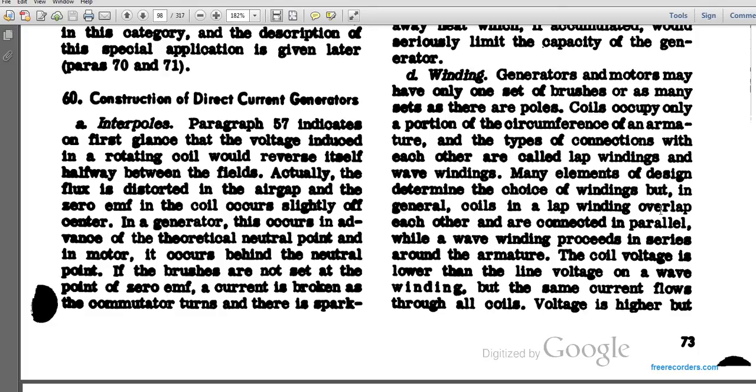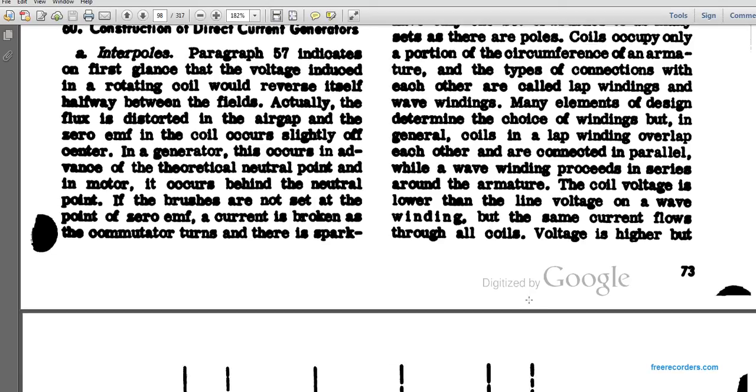The main elements determine the choice of the windings, but in general, coils in a lap winding overlap each other and are connected in parallel, while the wave winding proceeds in series around the armature. The coil voltage is lower than the line voltage in a lap wave winding, but the same current flows through all coils. Voltages are higher.